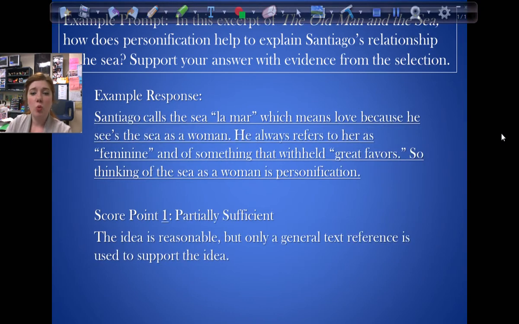Okay, so here we have a 1, partially sufficient. We're at least starting with the name, Santiago. Thank you. I have a name now. But glancing at this, I'm also seeing that there's not an actual quote. We just have a general reference to the text, because it just says "la mar" and "feminine" and "great favors." That is not sufficient. I need an actual meaty quote that's going to help me understand your response is legit.